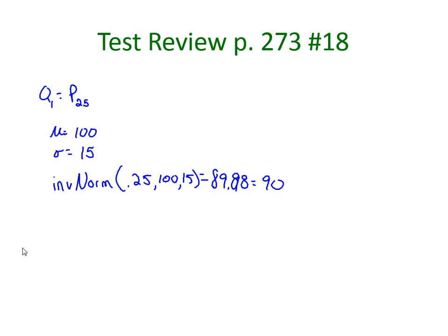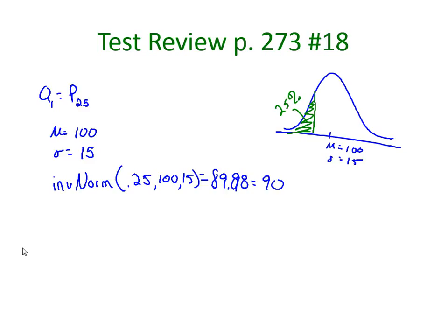Now, if I had to do it by hand and I was just using the tables, what we're looking at on the table is we have a normal distribution. The mean was 100. The standard deviation was 15. I want to find the lower 25%. So this is 25%. Where do I go with my tables? What am I finding first? Okay, find 0.25 in the body of the table and find the z-score that goes with that.